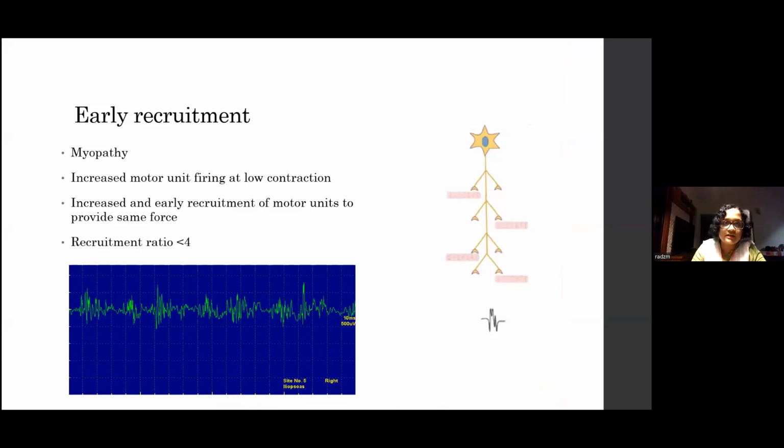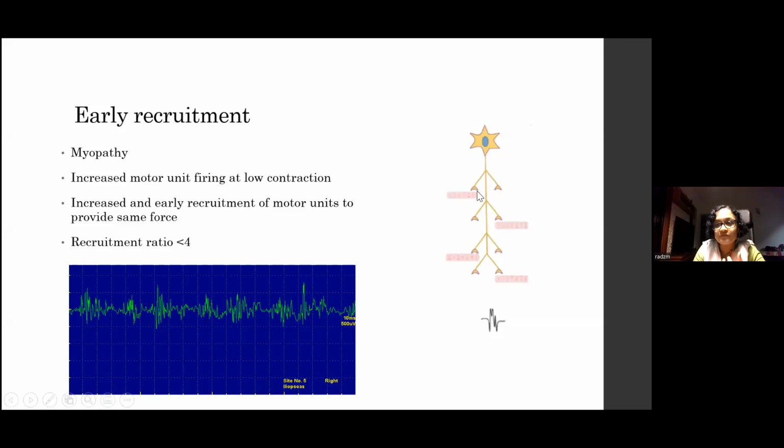So reduced recruitment, neurogenic disorders. Early recruitment, myopathic disorders. As simple as that. The recruitment ratio is less than 4. Because what happens in myopathic disorders is that muscle fibers are lost. The motor unit itself is normal. I mean, the motor neuron and the motor axons are completely normal, but the muscle fibers are actually lost. So when you ask a patient to contract a muscle, for that same amount of force, you need the help of multiple muscle fibers.